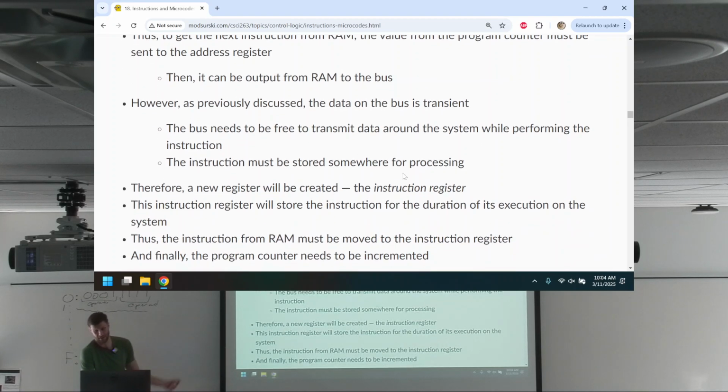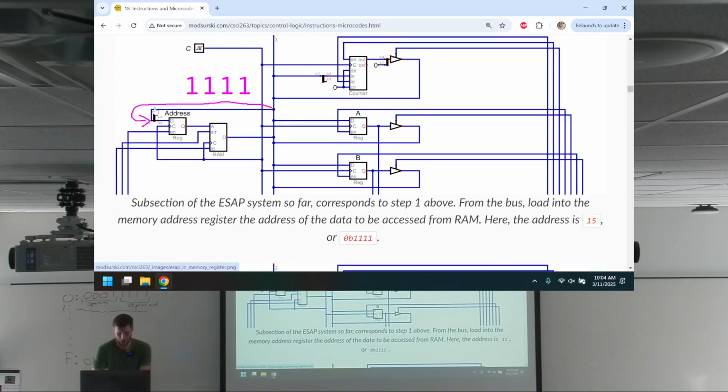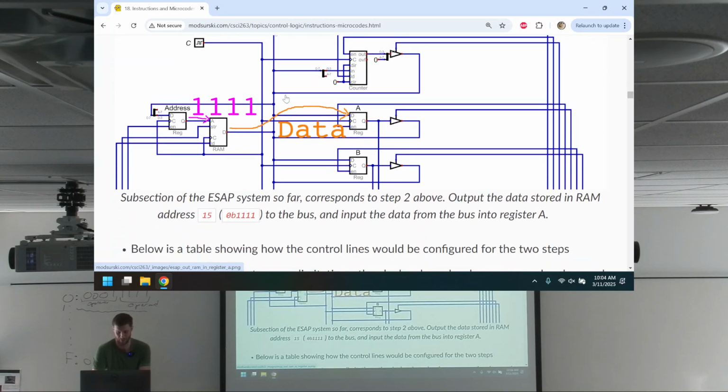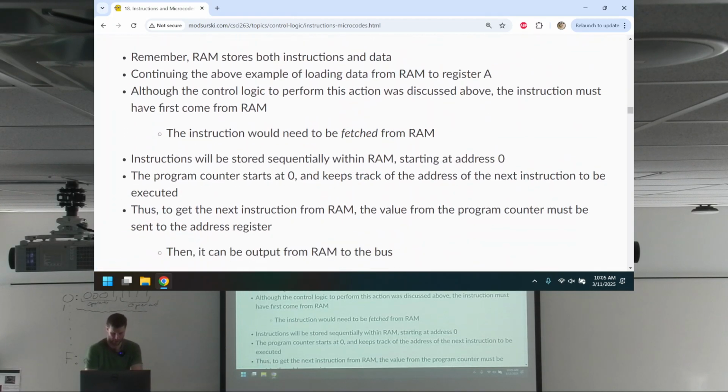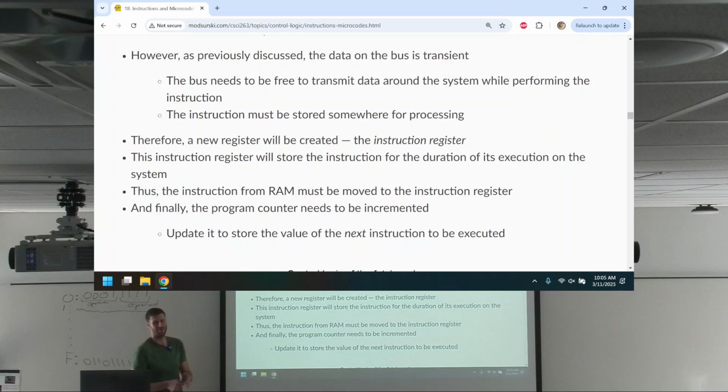The bus needs to be free to transmit data around the system when performing the instruction, right? As we saw up here, the bus needs to have this value on it, and then later the bus needs to have the data from here on it. So I can't very well have the whole instruction on the bus while also using the bus to move data around. So I need to get the instruction and put it somewhere. And this is perfect because I also need to have the instruction somewhere so I can interpret what it means. So I have an instruction register.